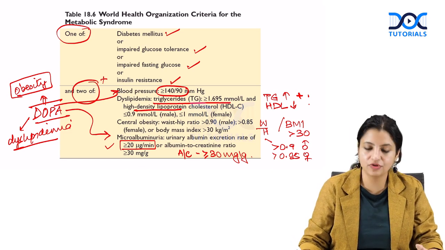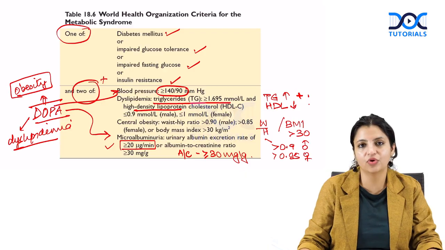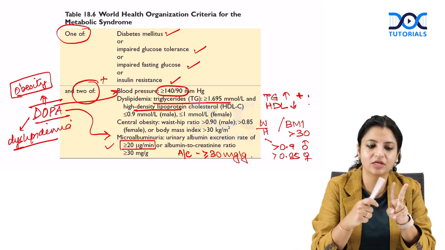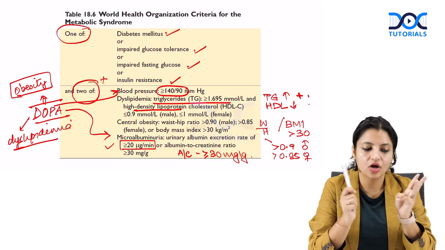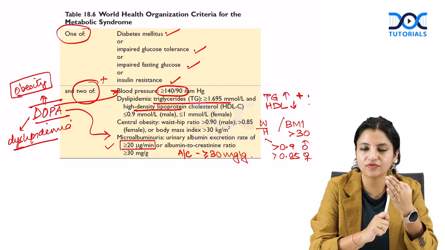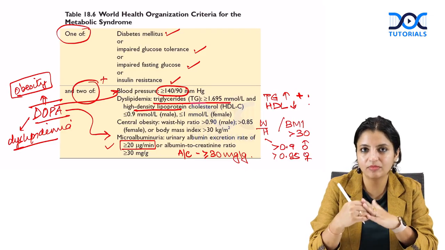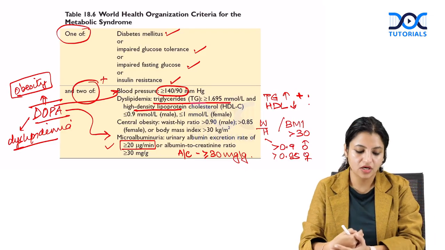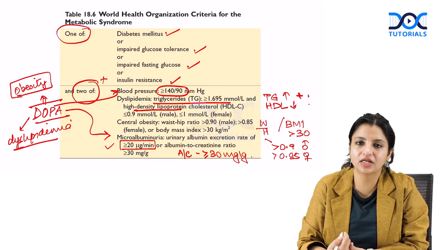So any two of these four I require. Out of DOPA I require two. Either the lipids are dyslipidemia and obesity is there, or blood pressure is there, and microalbuminuria is there. So any two out of these four. So I require one of the glucose abnormalities plus two of these features. So that is basically a typical criteria for metabolic syndrome, which everybody should be super clear.